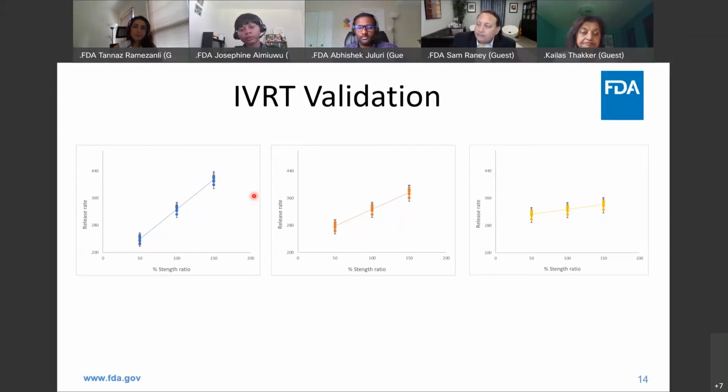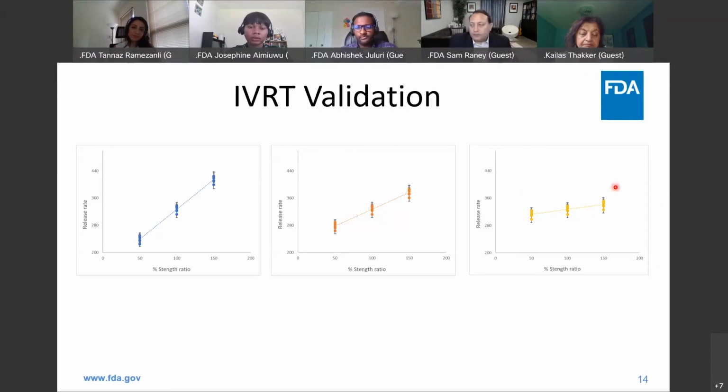The second is that when you've got a shallow slope like this, a much less discriminating IVRT method, the response in release rate to the same changes, these are the same changes all right? 50, 100, 150, same changes all the way across the board. This response is far less responsive, far less discriminating. What ends up happening, though, is that if you stretch out your points far enough, you take this out to 200, 300, eventually you'll say, hey, I can discriminate it.